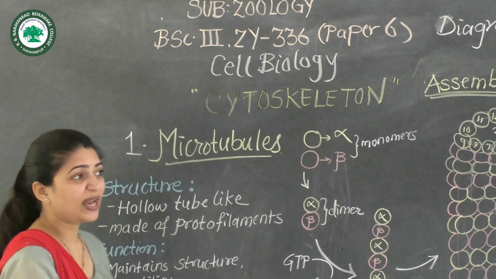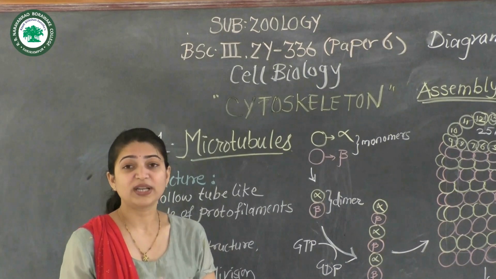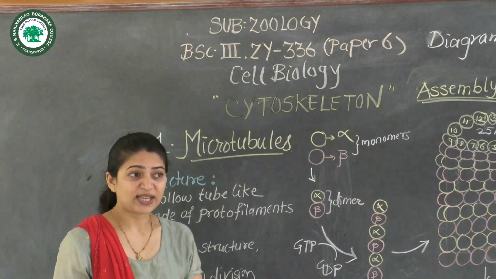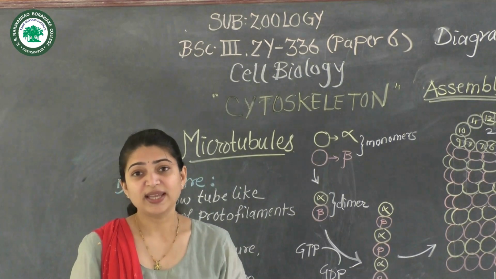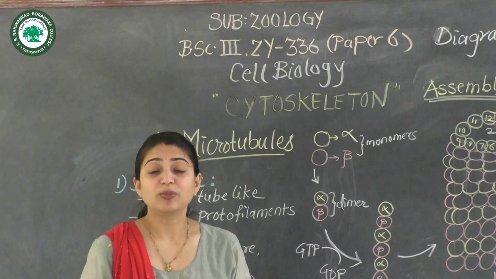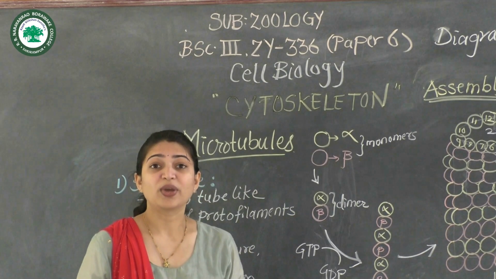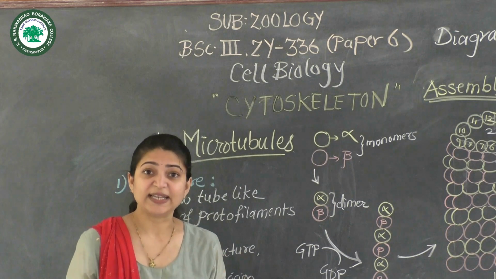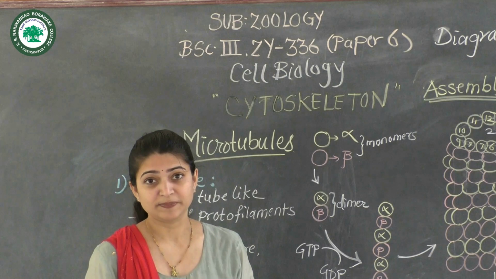Now let's look at the function, that is, why microtubules are present in the cell. What is the reason? Just as we know in a regular building structure, here also, as we have in our body, there are different kinds of tube-like structures, meaning the blood circulatory system. That is the pipeline of our body.